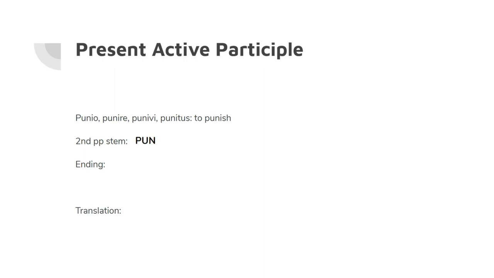P-U-N, all right? So that's your stem. Now we need to add the correct ending. There are a whole host of endings, right? ANS, ENS, or IENS, and we need to pick the correct one according to the conjugation here.